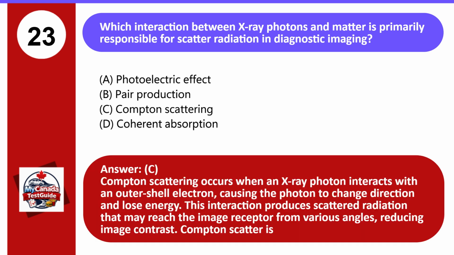Answer, C. Compton scattering occurs when an X-ray photon interacts with an outer shell electron, causing the photon to change direction and lose energy. This interaction produces scattered radiation that may reach the image receptor from various angles, reducing image contrast. Compton scatter is the dominant interaction in diagnostic radiography, particularly at typical X-ray energies used in medical imaging.